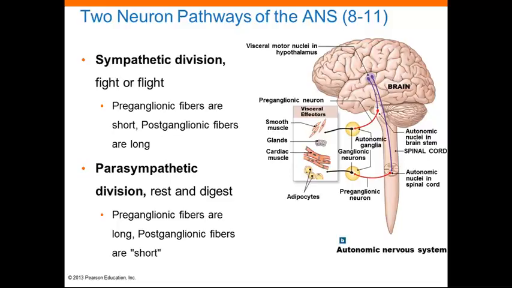Now, all preganglionic fibers are cholinergic, meaning that their neurotransmitter is acetylcholine, and they're all excitatory. Postganglionic parasympathetic synapses are cholinergic, and they can be excitatory or inhibitory depending on the receptor. Most postganglionic sympathetic synapses are adrenergic, meaning that they rely on norepinephrine as their neurotransmitter. And these are usually excitatory.